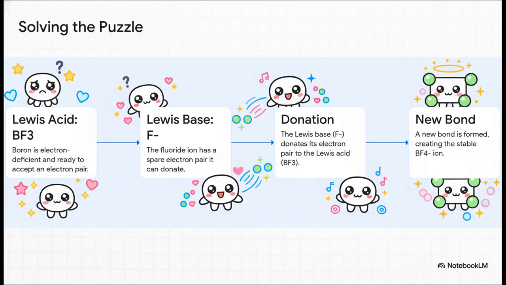So now, let's go back and solve our protonless puzzle. The boron atom sitting in the middle of BF3 is what we call electron deficient. It's looking for electrons. That makes it a perfect Lewis acid. Meanwhile, that fluoride ion has extra pairs of electrons it's more than willing to share, making it a Lewis base. So the fluoride donates a pair, the boron accepts it, and boom, they form a new bond. And just like that, the puzzle is solved. This really shows you the true power of the Lewis theory.